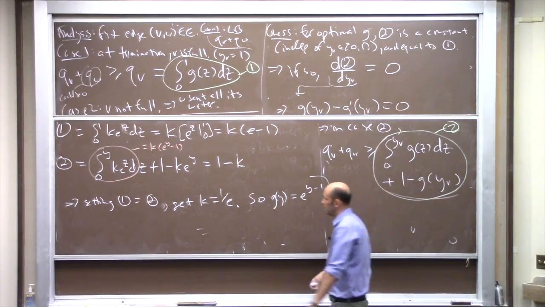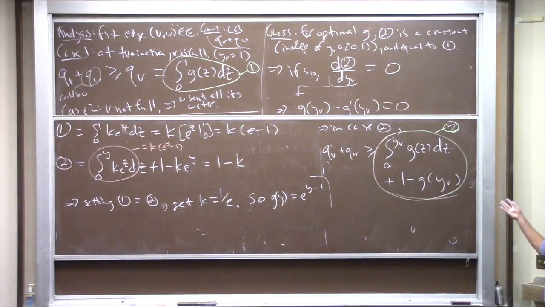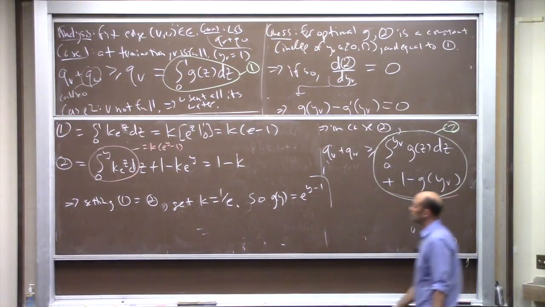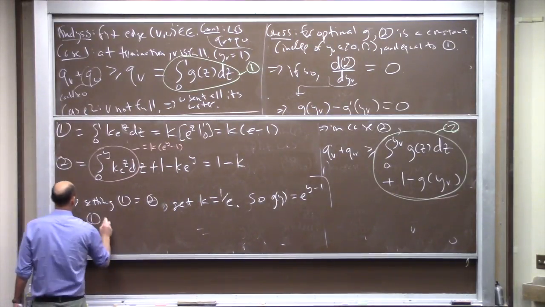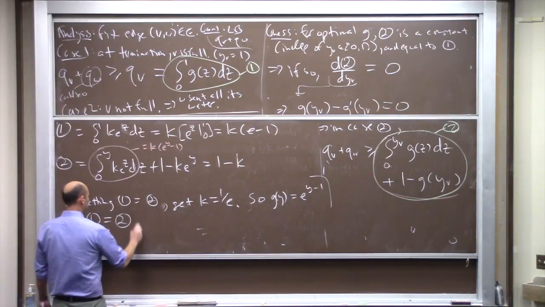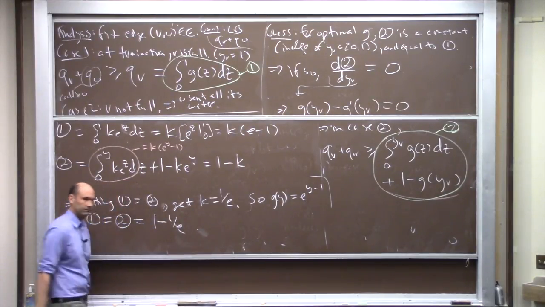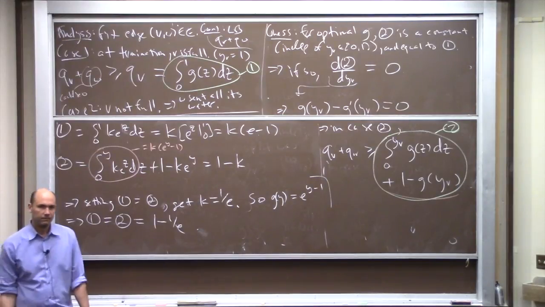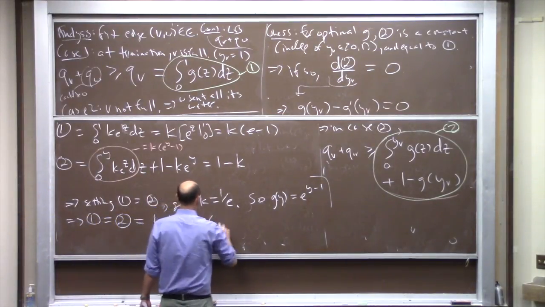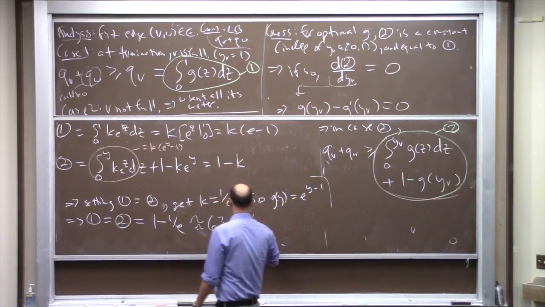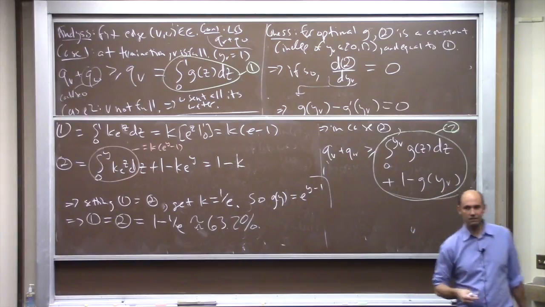All right, and so now what is the magic number? So what is 1 and what is 2? 1 equals 2 equals 1 minus 1 over e. This is roughly 63.2%. So it's noticeably better than 1/2.